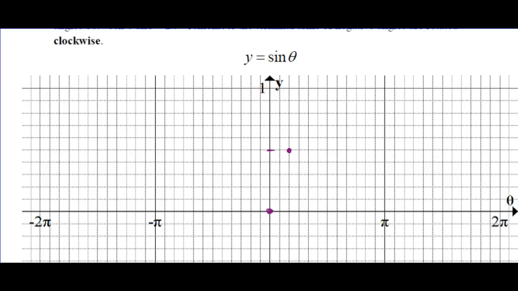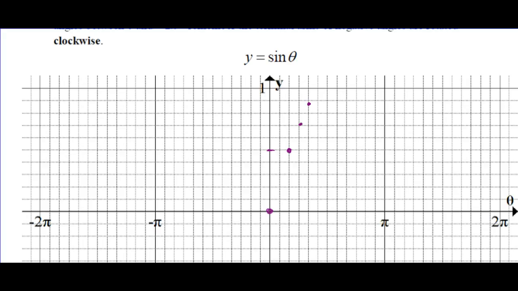π/4, how many twelfths? 3 twelfths, right? So we're at 2, we move over 1 more, and that's what, 0.71? So it's going to be a smidge above 0.7. What's next? We've got π/3. π/3 is how many twelfths? 4 of them, right? So 2 twelfths, then 3 twelfths, then 4 twelfths. And that's where? 0.87? Just shy of 0.9.